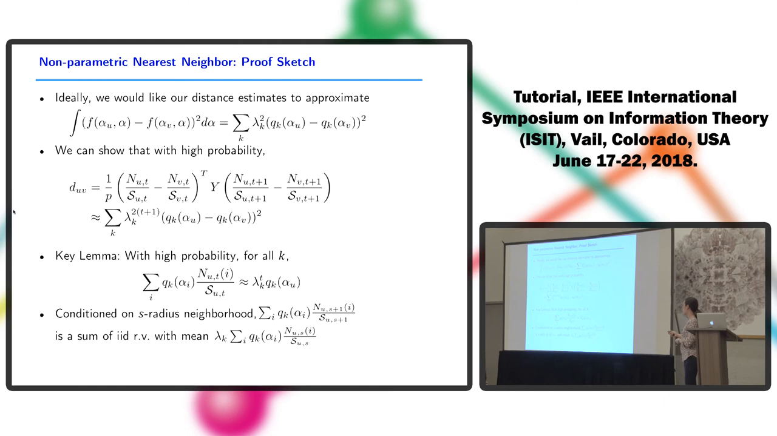The key step is to show that if you condition on the S radius neighborhood, when you look at the S plus 1th radius neighborhood, the next level, conditioned on S, this is simply a sum of IID random variables whose mean is exactly the expression you want. So the mean will be lambda times the expression evaluated at radius S. Once you show that this property holds, you can apply concentration techniques.